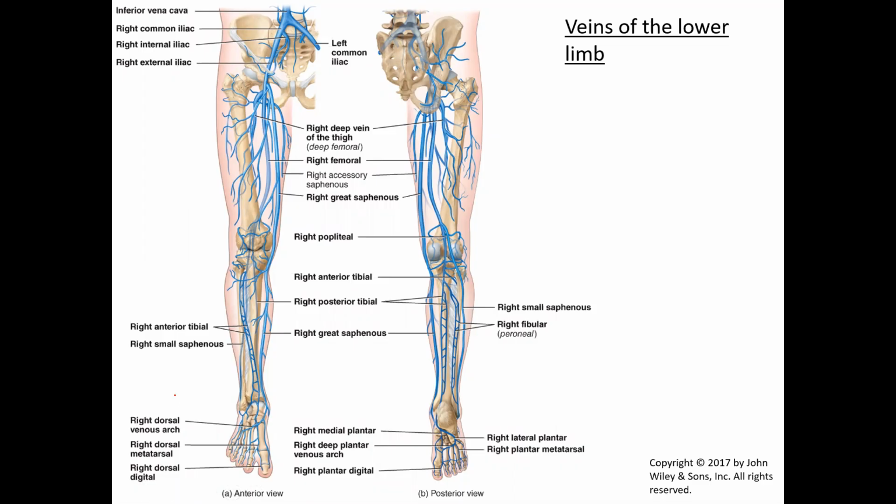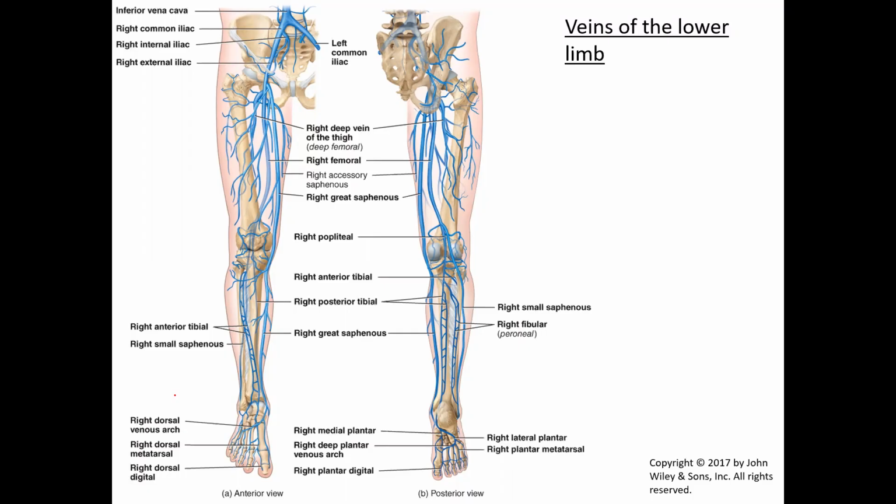When we talk about veins, we're going to describe them as draining an area and then draining into each other. And keep in mind, when you follow a pathway of arteries, you're moving away from the heart. When you follow the pathway of blood in the venous system, you're following it back towards the heart because that's the way the blood is flowing, okay?